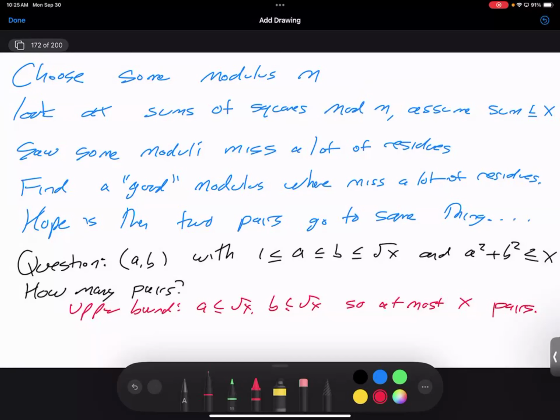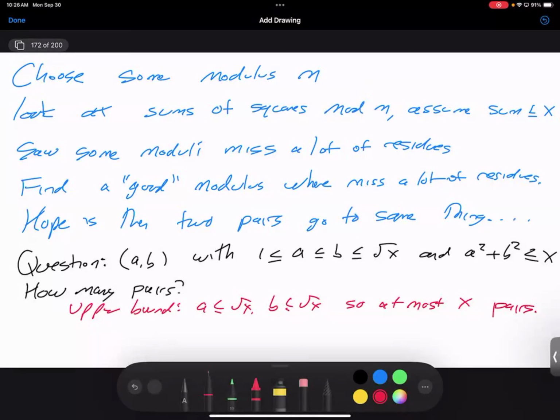I could give you an upper bound of X to the 5th pairs. And if there's X to the 5th pairs, then there's going to be a tremendous number of overlaps, but I don't necessarily have X to the 5th pairs. So what we really need is a lower bound, not an upper bound.